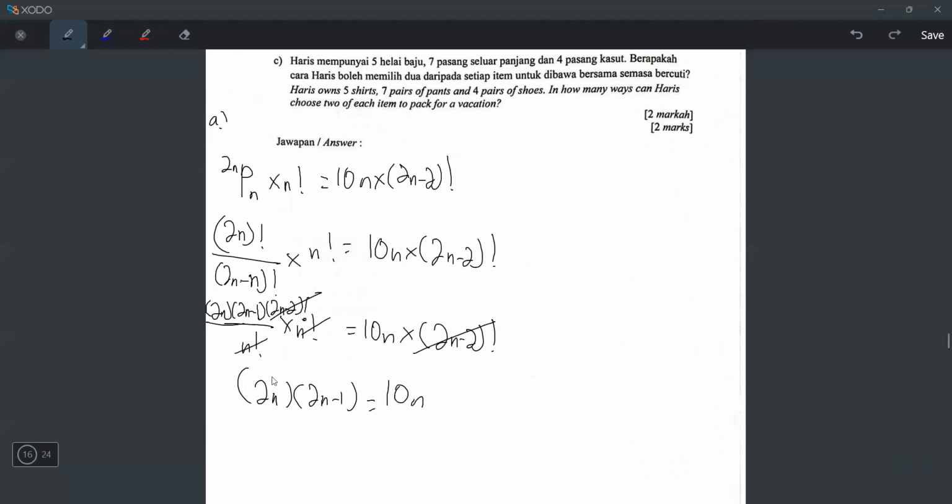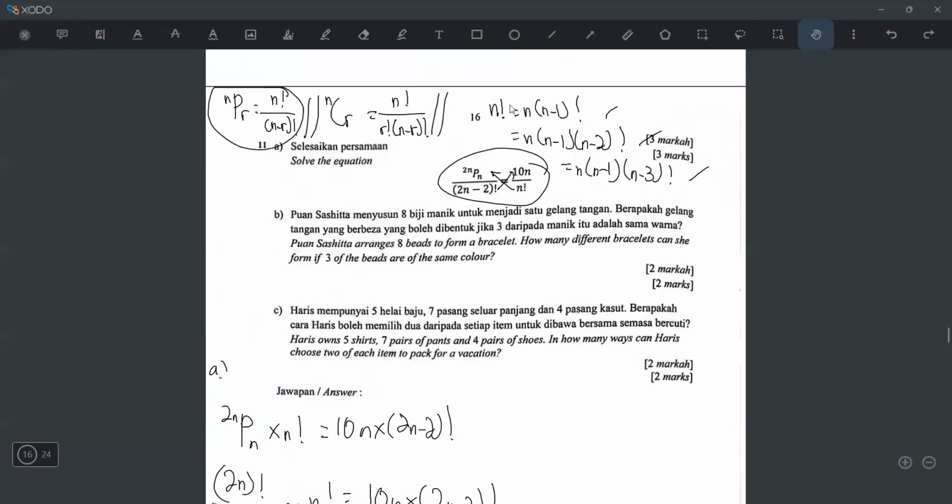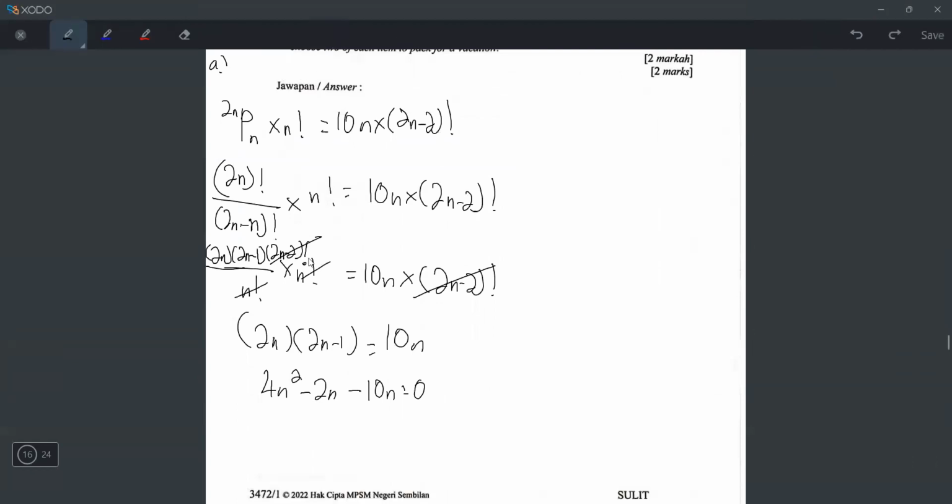And then now when you darab masuk, expand, you get 4n square minus 2n minus 10n equals 0. Then it becomes a quadratic. I mentioned already, right? N factorial can change to this, and you can stop whenever you want, you know. You can be n times n minus 1 factorial ataupun n times n minus 1 times n minus 2 factorial ataupun macam ni. This one wrong already. It should be n minus 2 and then baru n minus 3 factorial. Sorry. But the reason why I choose to stop here is because I know I can simplify with the other side. Okay, now I will get 4n square minus 2 minus 10 is minus 12n equals 0.